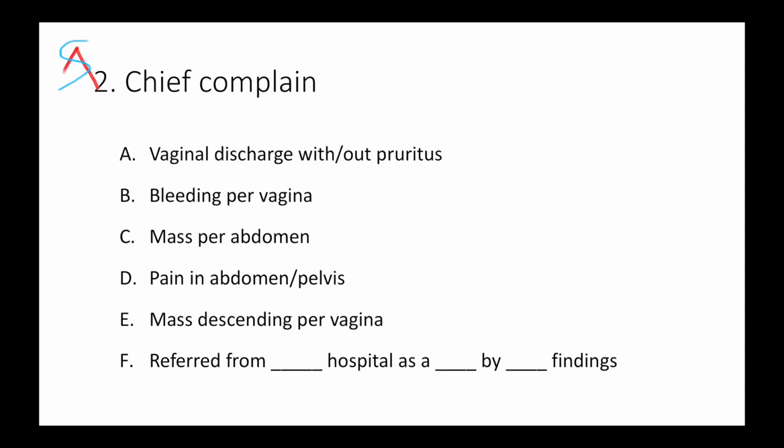Then you have to ask about the chief complaint: vaginal discharge, bleeding per vaginum, mass per abdomen, pain in the abdomen or pelvis, or mass descending per vaginum. Else she would be referred from some hospital. Generally with chief complaints only, you will get to know certain diagnoses. If it is a mass per vaginum, mostly it is prolapse. If it is a mass per abdomen, mostly ovarian mass or fibroid.